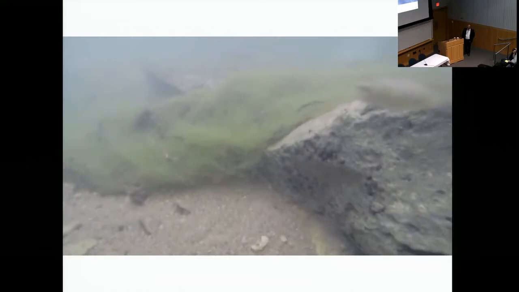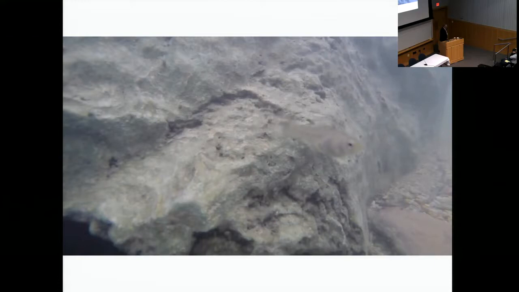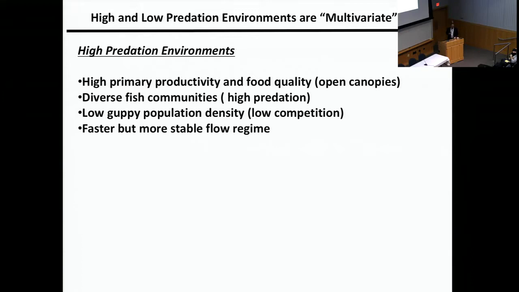These guppies seem happy as clams, swimming around, having a good time, not worrying about getting eaten. And so we contrast these high and low predation populations. But I think it's important to also recognize that there's a lot more going on here than just predation. Although I focus on the predator effect, I also want to emphasize that these environments are multivariate, and they differ in lots of ways.